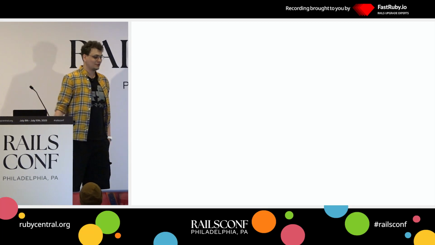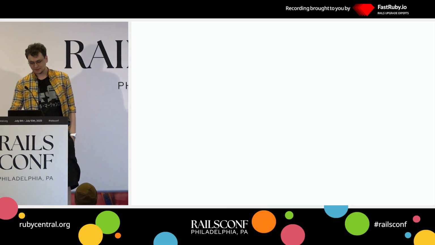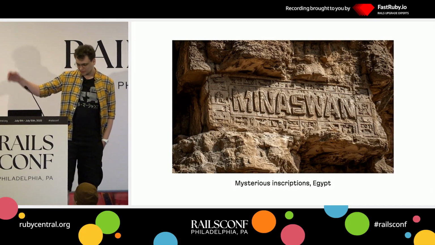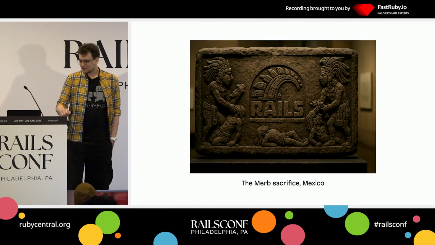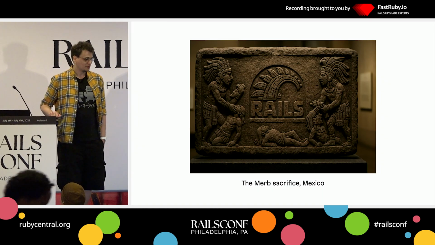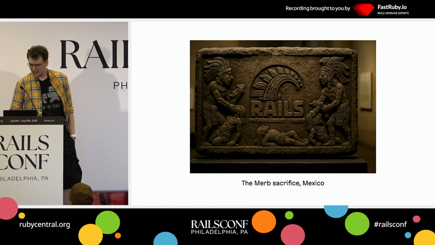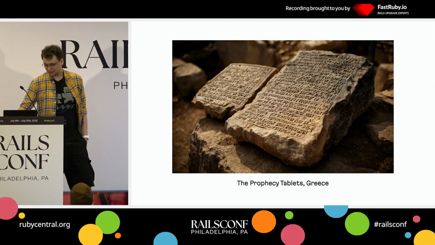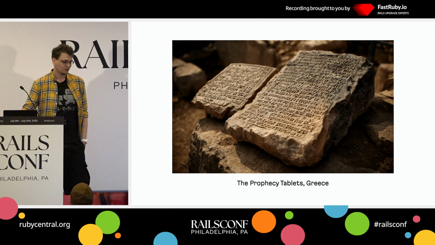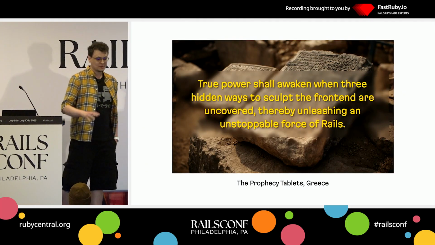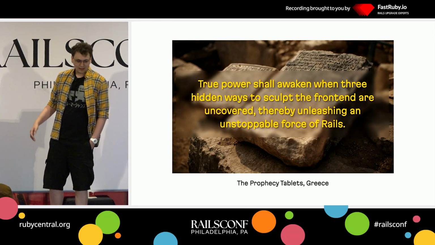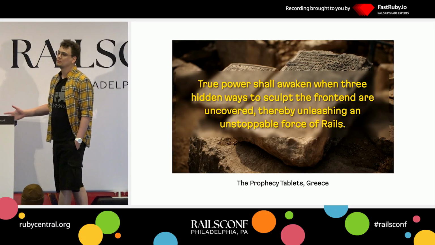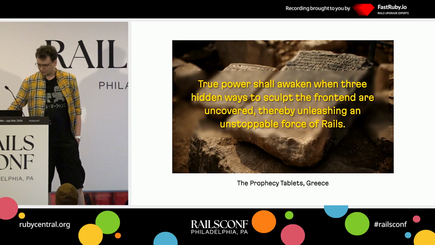Ancient Rails developers left us many artifacts, from mysterious inscriptions found in the pyramids to Aztec ruins where the merp sacrifice ritual was performed. But these prophecy tablets stand out among the rest. The prophecy speaks of 3 hidden ways to sculpt the front end and how they will unleash the unstoppable power of Rails.